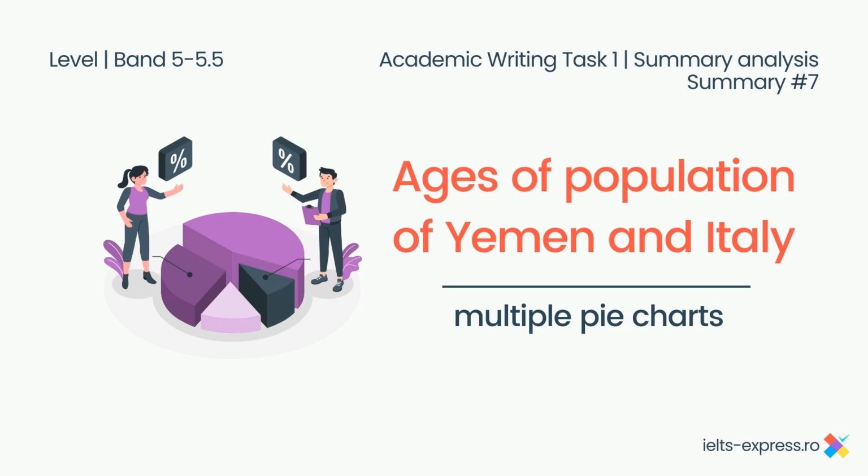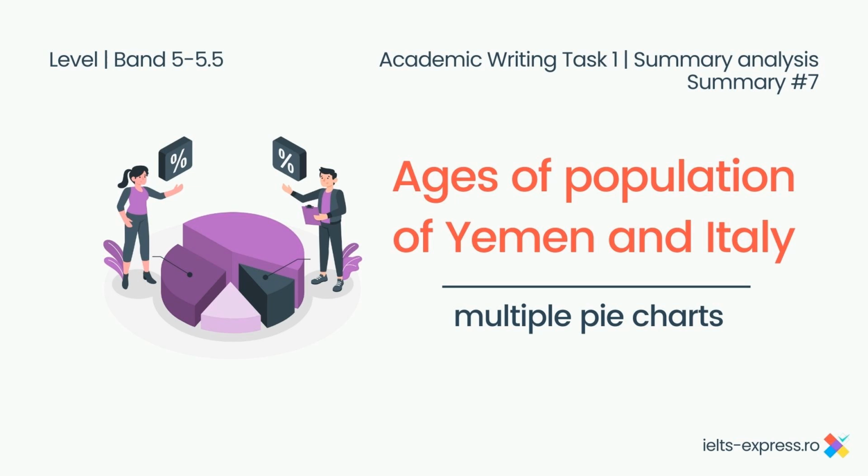Today we'll be analyzing an academic writing task sample for Band 5 or 5.5 and we'll be dealing with multiple pie charts. Now I know that I've already posted a tutorial on multiple charts, which was a table and a pie chart, but this one is a little bit different because we're going to have only pie charts. And IELTS multiple graph or multiple chart questions are quite common in the academic task 1 writing test.